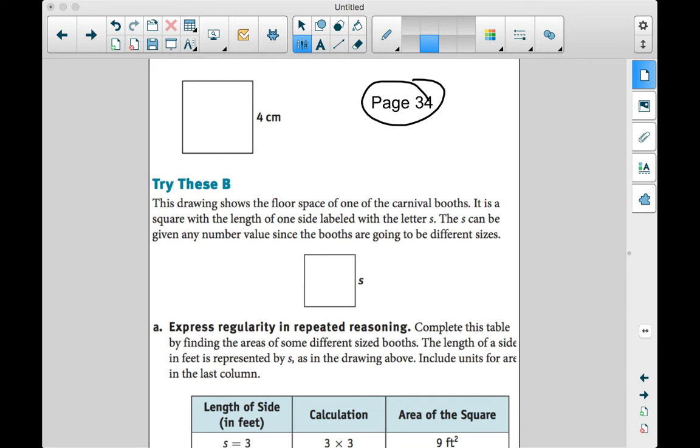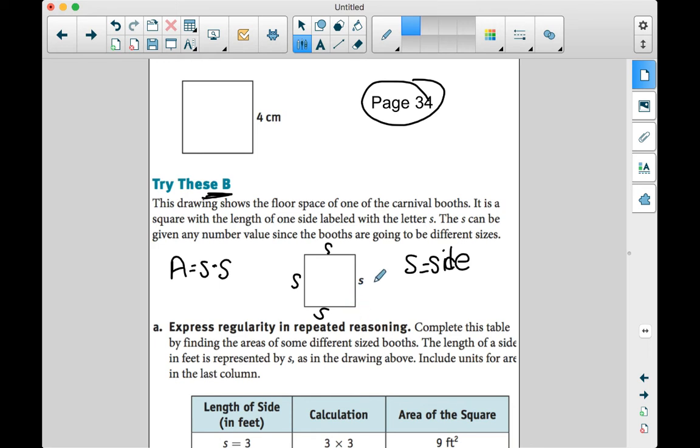So on page 34, looking at the try these B, I'm going to jump down to this visual. If we have a square right here, everything I write, you write. So the square, our area that we already talked about, is one side times the other side, because in a square, these are all the same. So we could write S just to represent side. And all the sides are equal in a square.